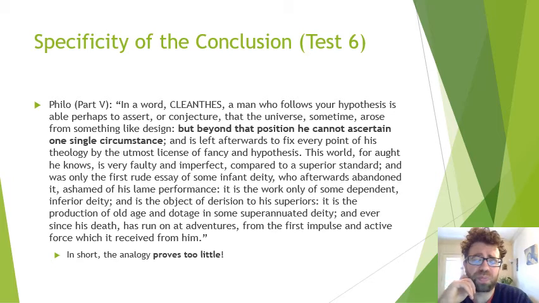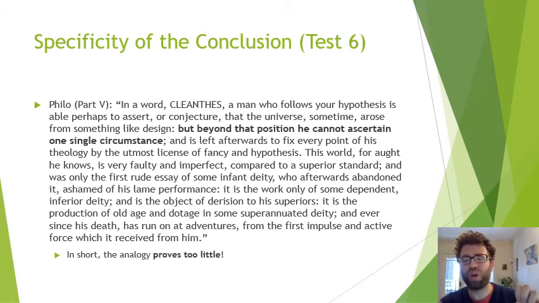So here's Philo again. "In a word, Cleanthes, someone who follows your hypothesis is able perhaps to assert or conjecture that the universe sometime arose from something like design." What is Philo doing here? It's a classic move, one that I hope you master in this course. If you want to argue against someone's argument, one of the best ways is to accept most of it and then show it doesn't prove what they want to show. This is a way more effective strategy than just yelling and shouting or disagreeing with someone. You just say, I concede your argument, but here's why you still don't get what you want.